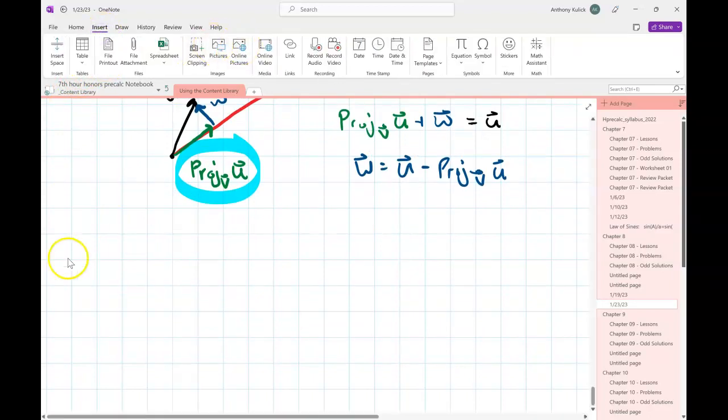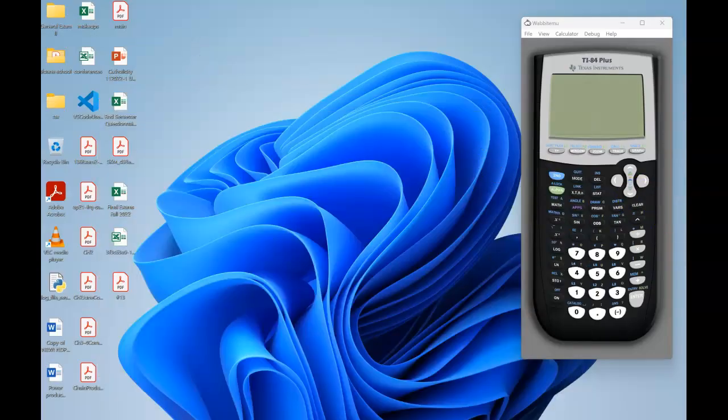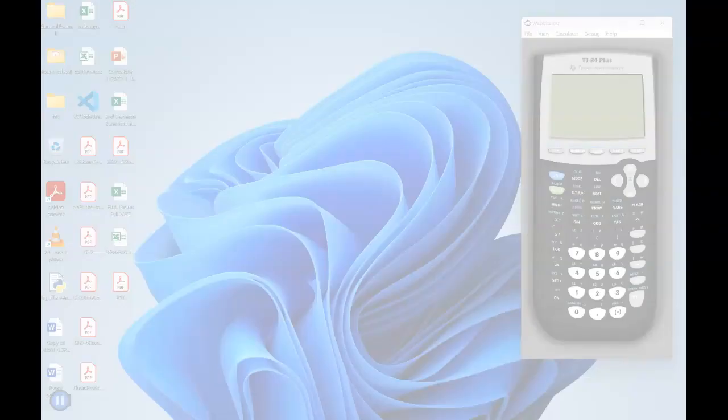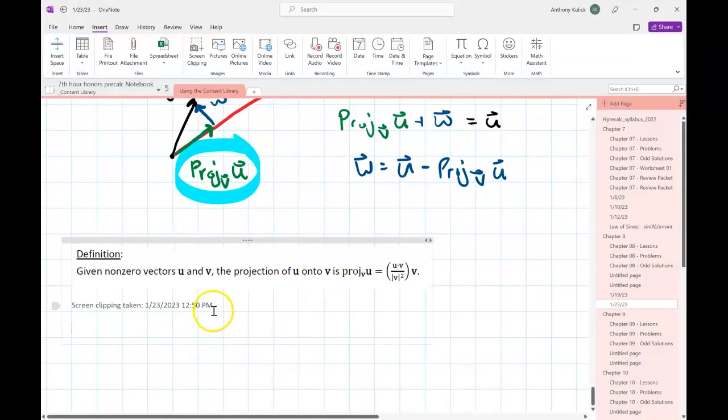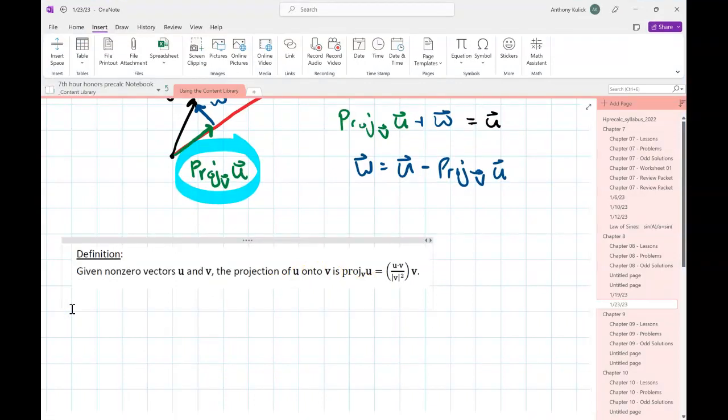We're not going to do the derivation for that here today. Instead, I'm just going to give it to you as a formula, and we're just going to do it. So given two non-zero vectors, u and v, the projection of u onto v is the dot product of u and v divided by the magnitude of v squared times vector v.